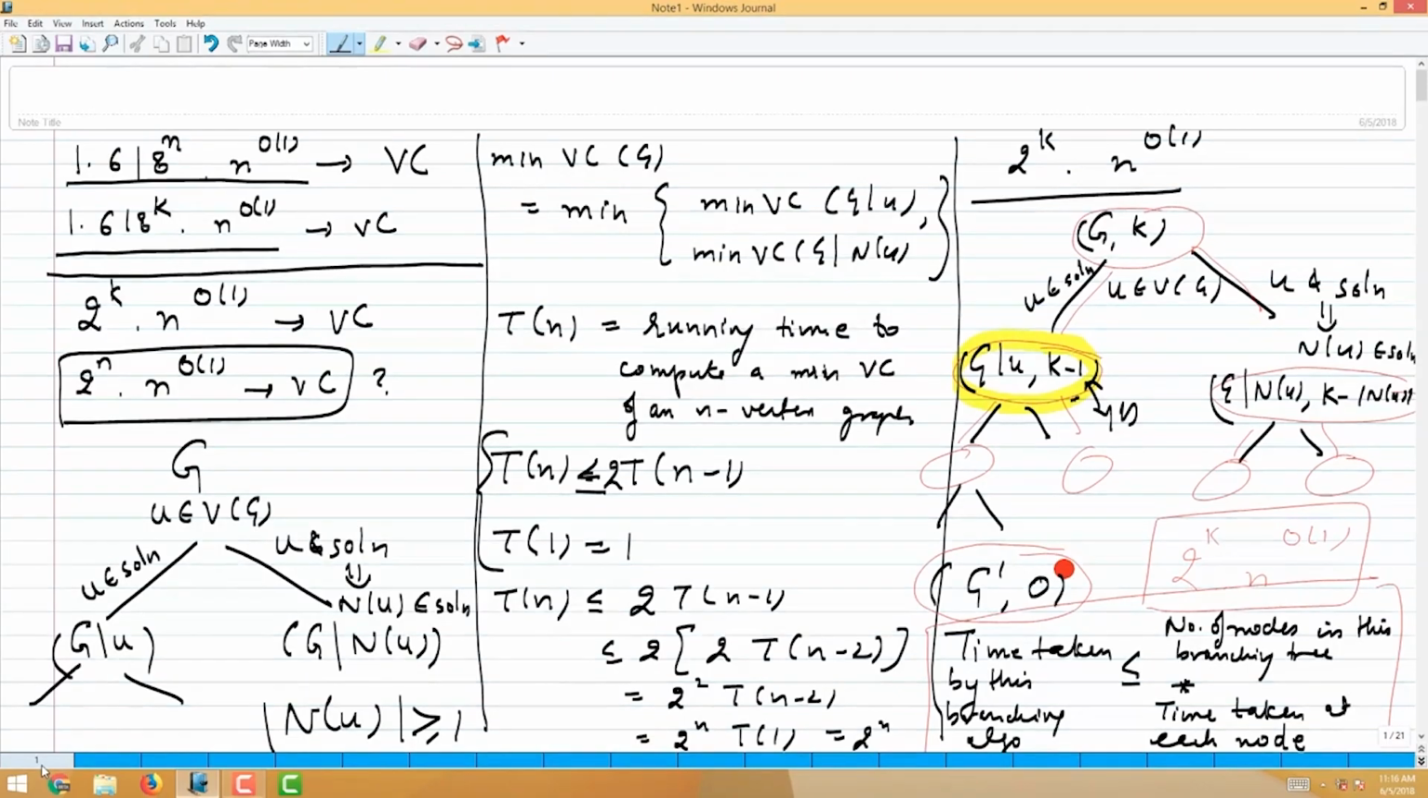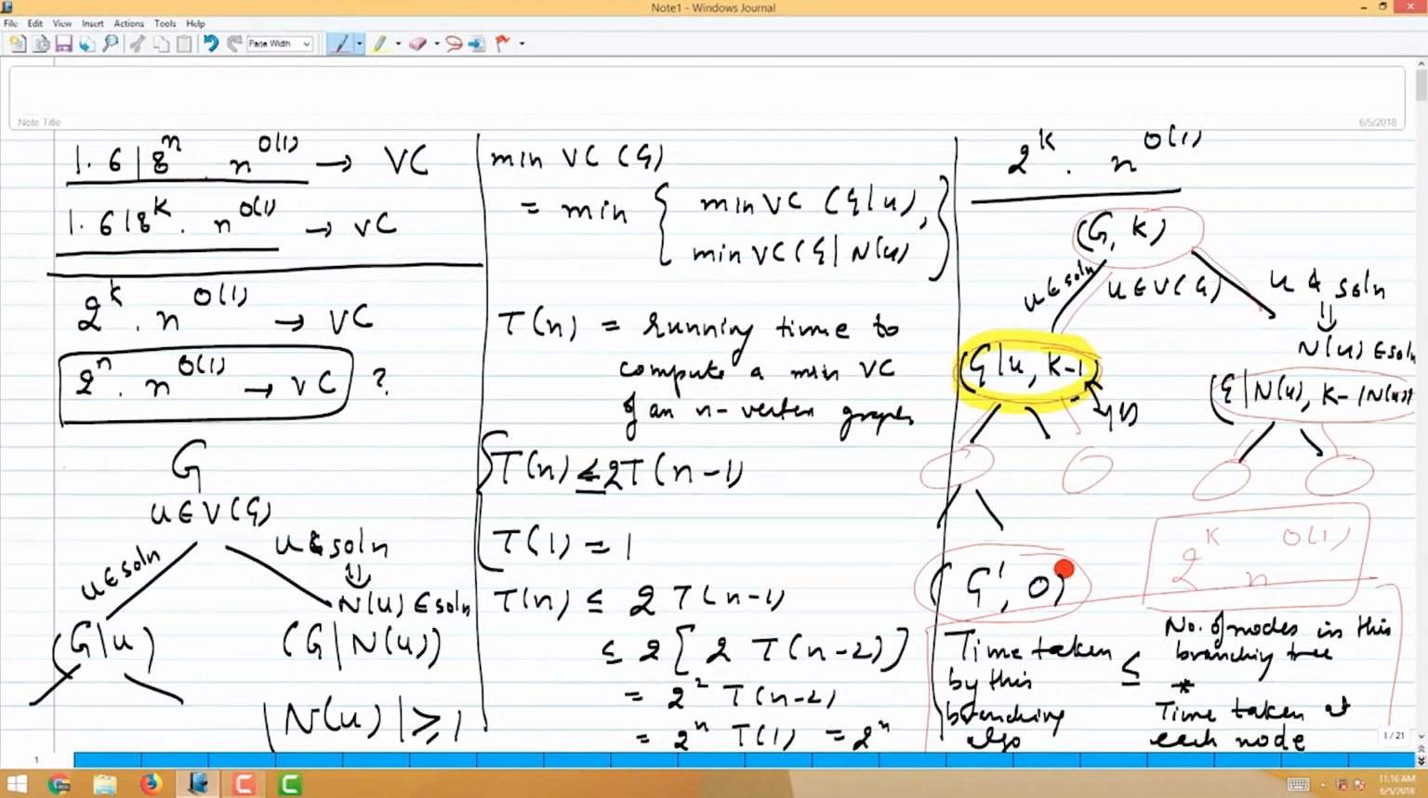So, but you have seen a 1.618 power n algorithm for vertex cover, right? How was it different from this 2 power n algorithm? So what gave you 1.618 power n?